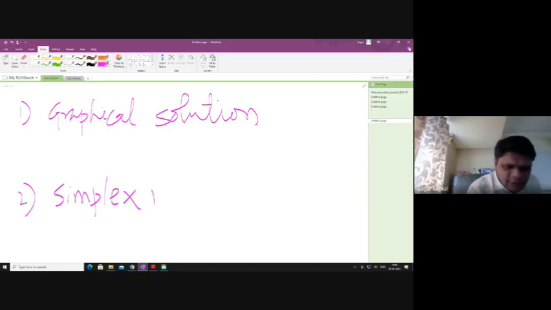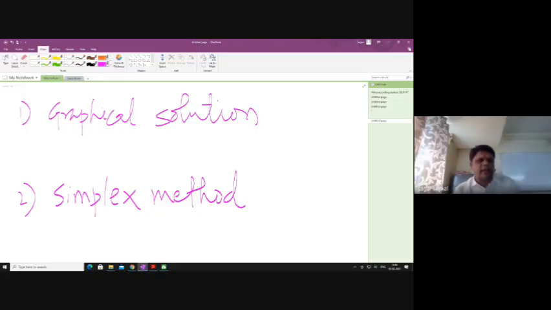Simplex method. Okay, this method also we are going to study, but later on. Today we will discuss the graphical method. There are two ways again by which the graphical method can be used. You need to draw the graph, no doubt about it, but going towards the optimal solution there are two approaches.